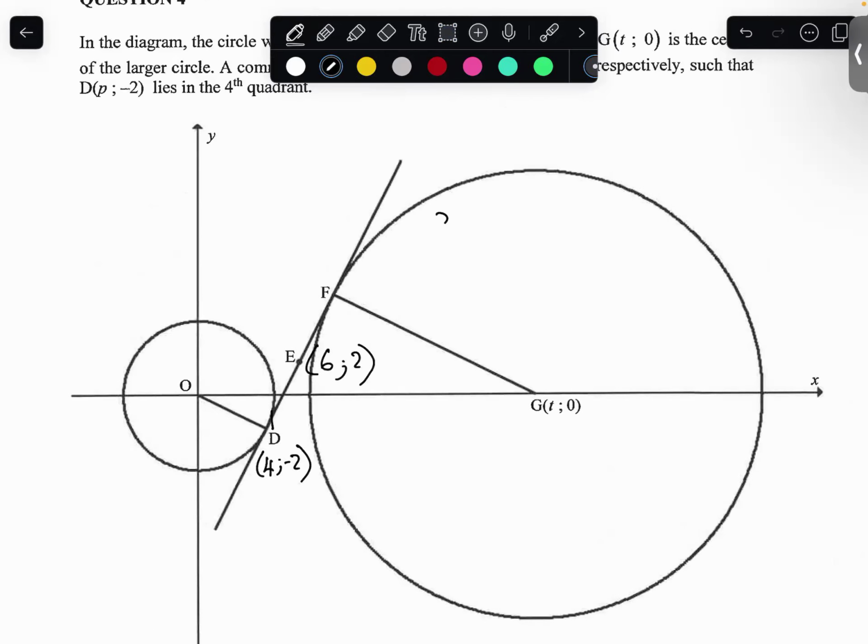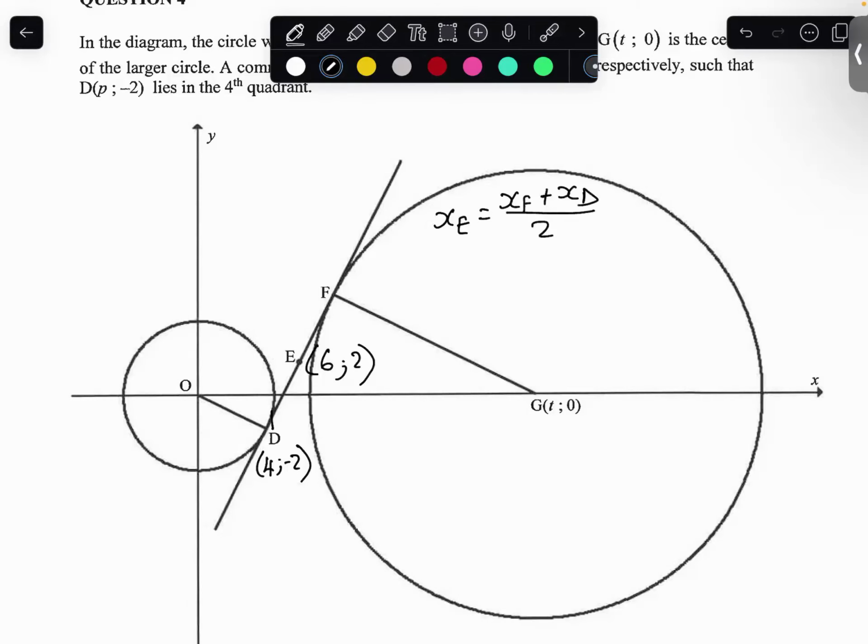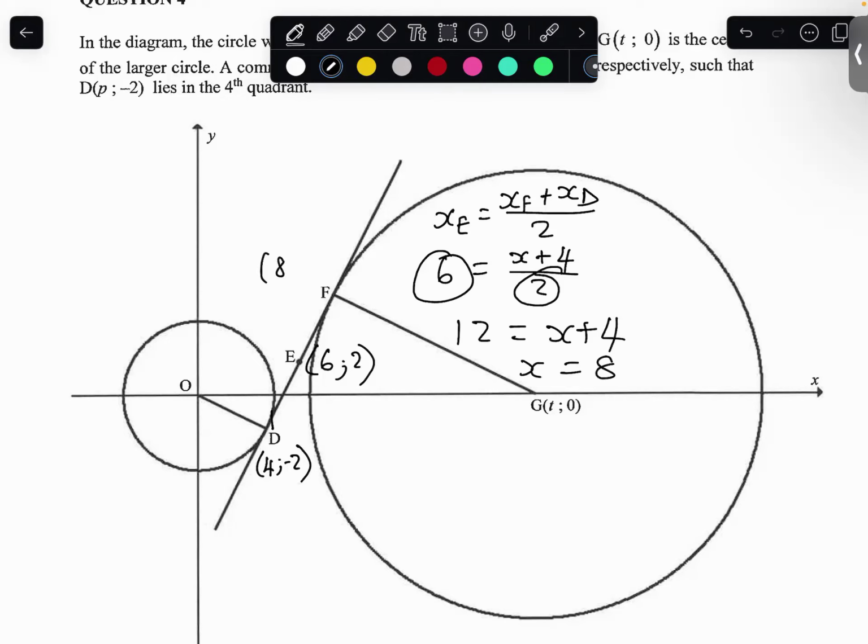You're going x of E is equal to x of F plus x of D all over 2. And now you're going to sub in. So x of E is 6. X of F is what I'm looking for. X of D is 4. This is all over 2. Cross multiply. 6 times 2 gives you 12 is equal to x plus 4. Take that 4 over. It gives you x is equal to 8. So F's x coordinate is 8.